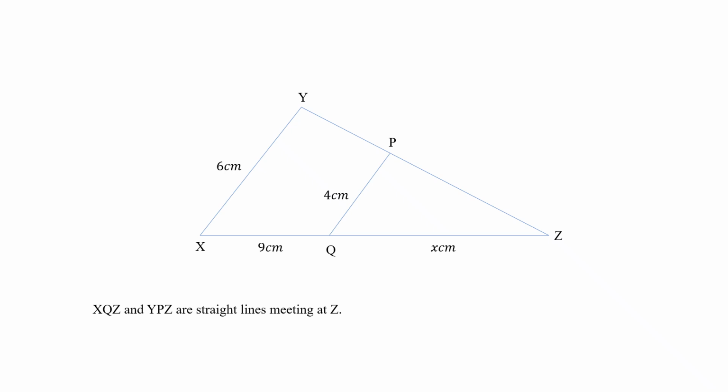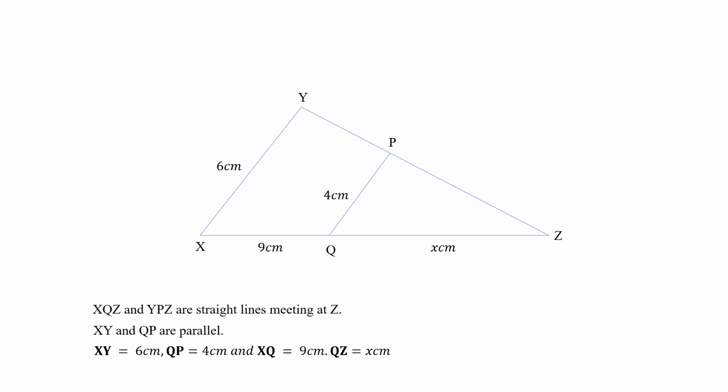Okay, the other information that we've been given in the question: XY and QP are parallel. These lines are parallel, which means that they will never meet and they carry the same gradient. Then we've been given the dimensions in the end.